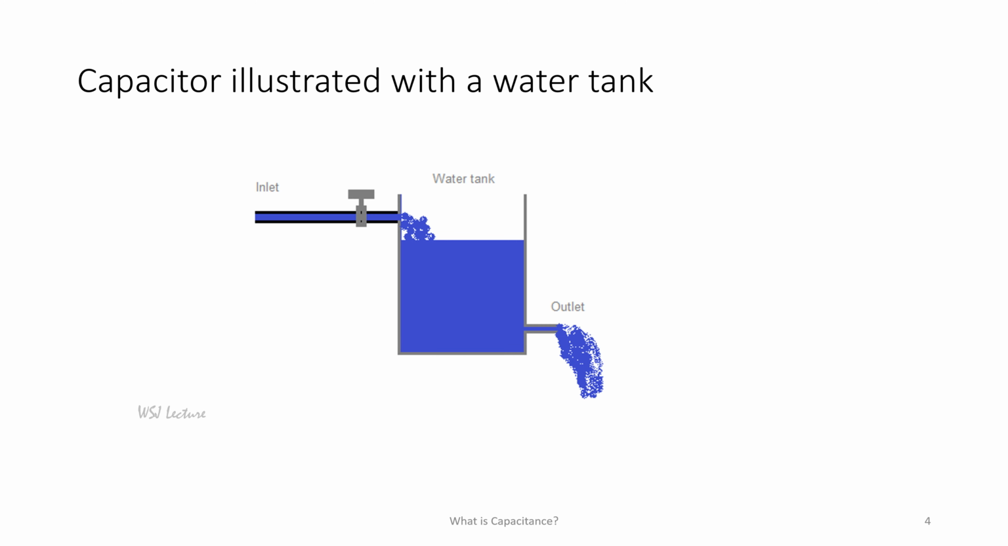The working of a capacitor is illustrated with a water tank. Here we have a water tank with an inlet and an outlet. The inflow of water to the tank is controlled with the help of a water tap. Let's consider the water tank as the capacitor, the inlet as the power supply, and the outlet as the load in the circuit. Initially, the inlet tap is open, so the water starts flowing and the water level rises in the tank. And also there will be an outflow of water from the tank.